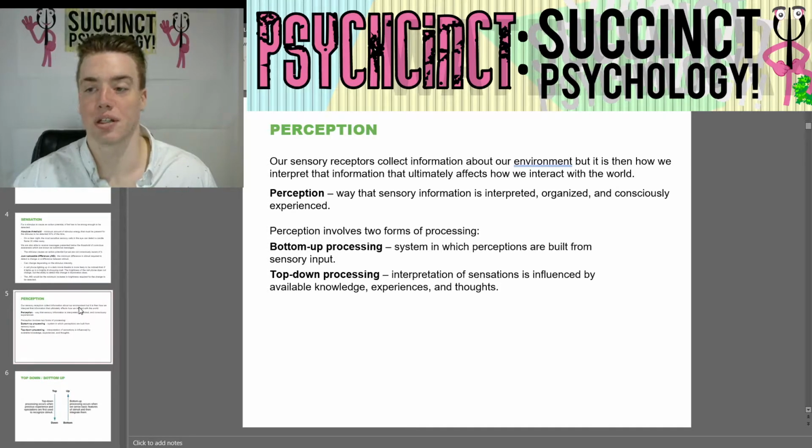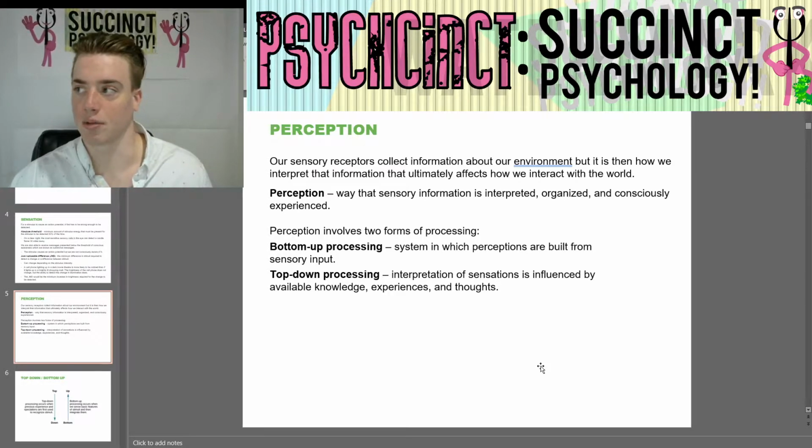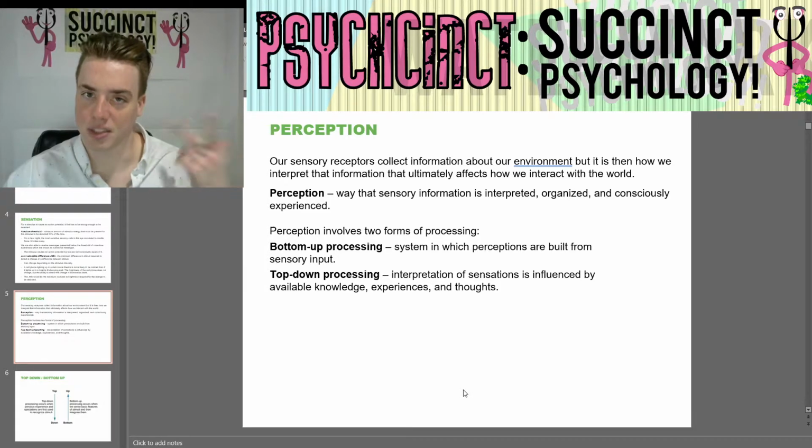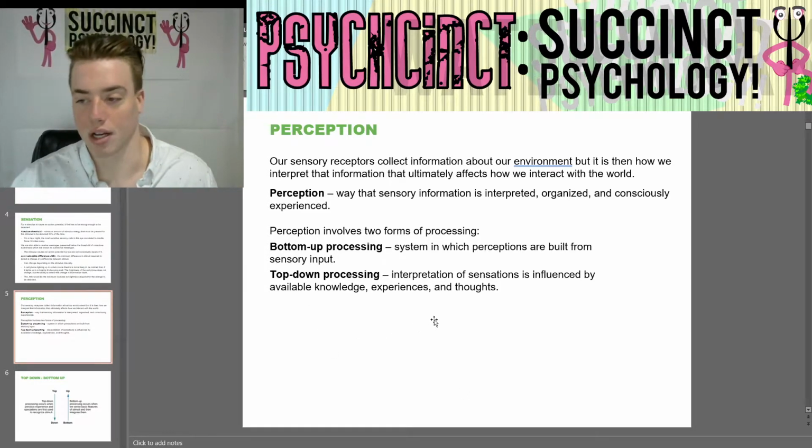Next, we have perception. Our sensory receptors collect information about our environment, but it is how we interpret that information that ultimately affects how we interact with the world. So perception is the way that sensory information is interpreted, organized, and consciously experienced. Perception involves two forms of processing. Bottom-up processing, which is a system in which perceptions are built from sensory input. So perception is built from how you sense things like the touch or the taste or the sound of it. And then we have top-down processing, in which interpretation of sensations is influenced by available knowledge, experiences, and thoughts.